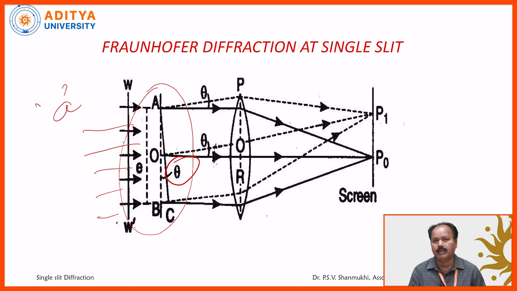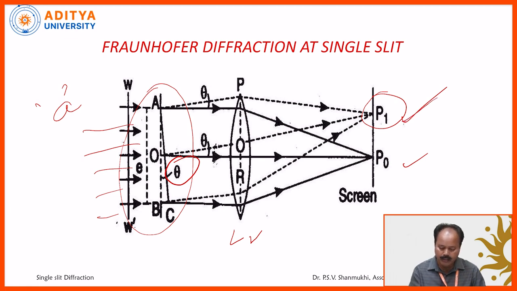In the case of Fraunhofer diffraction, we need the lens L, or here it is L2. In between the slit and the screen, one lens is introduced. Because of the lens, the light rays are focused at the point, say P1. If there were no bending of light, we would get the image at the point P. Because of the bending of light, we get the image at the point P1.